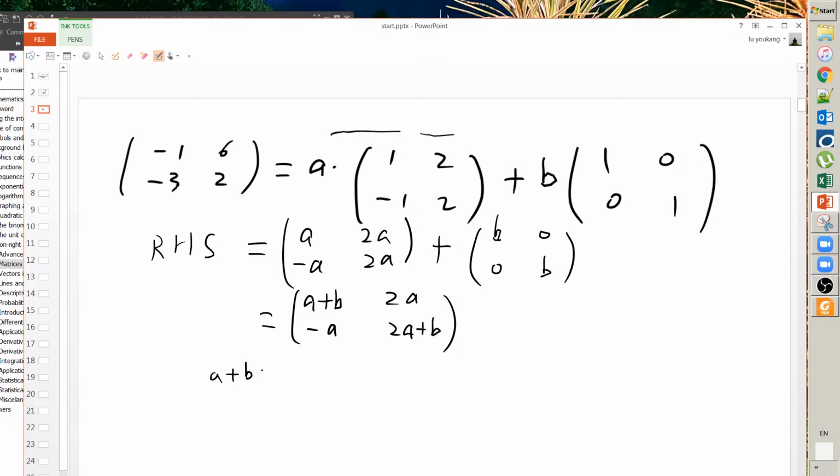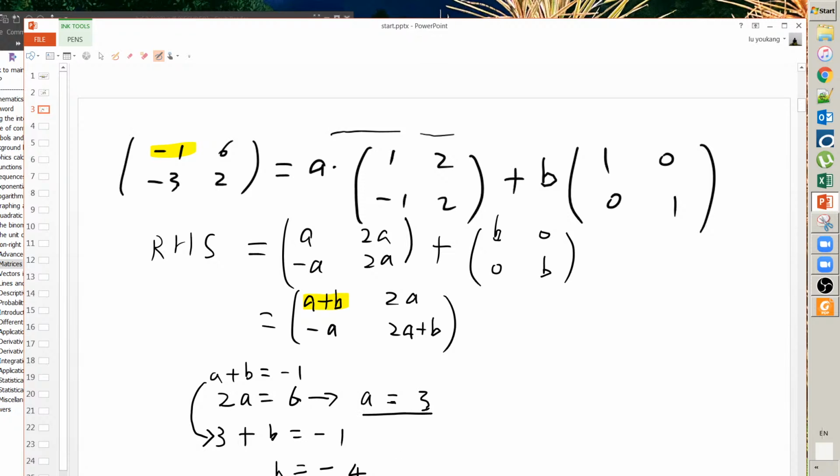Now you just compare your right hand side to the left hand side, and what you get, a plus b is minus 1, right? Can you see? Match. And then of course you can match the second one. 2a is equal to 6. Just by this you can see a is equal to 3, right? With a equals to 3, you just substitute a equals to 3 into your first equation. So 3 plus b is equal to minus 1. So this shows that your b is equal to minus 4. Sorry, that's supposed to get minus 4. This helps you to figure out your a and your b, which is what you need to find in the question for part A.